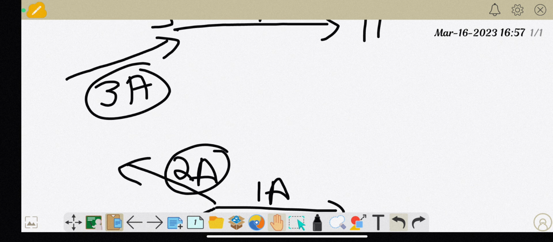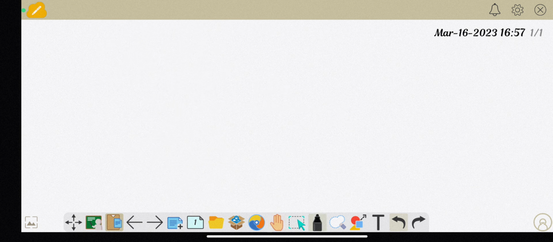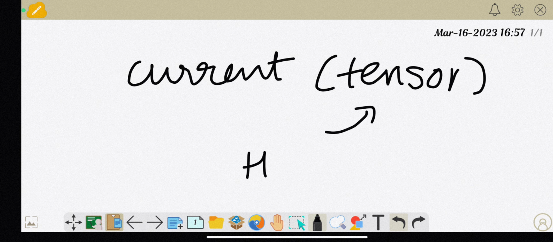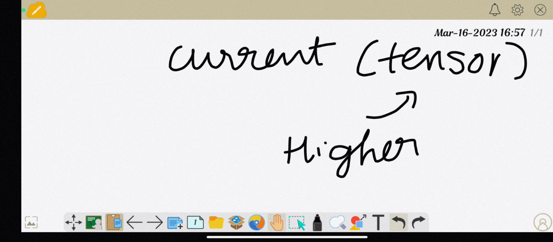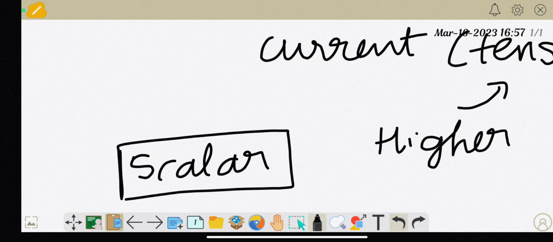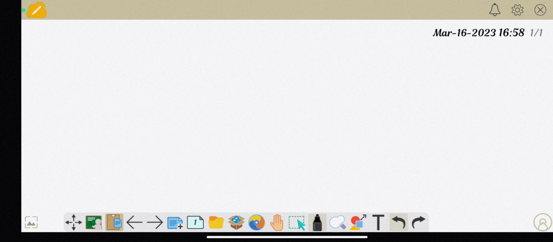Current is actually a tensor quantity. You will study tensors in your higher classes; this is not required for you right now. At your level, what you can say is, since it is not obeying the vector law of addition, it is a scalar quantity. So you understood this, right?